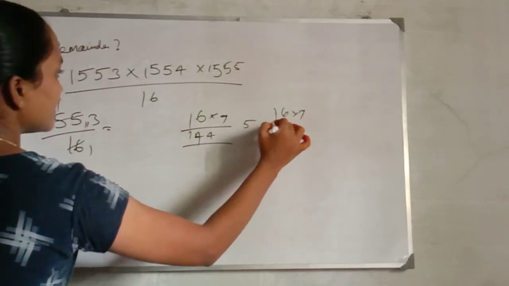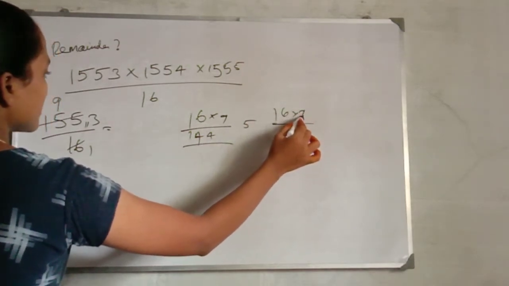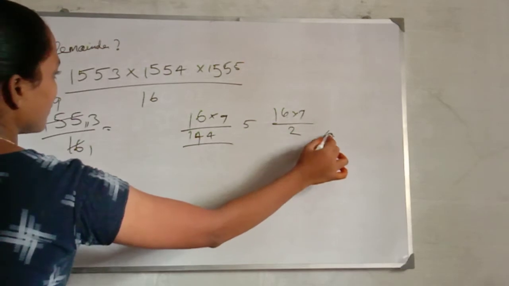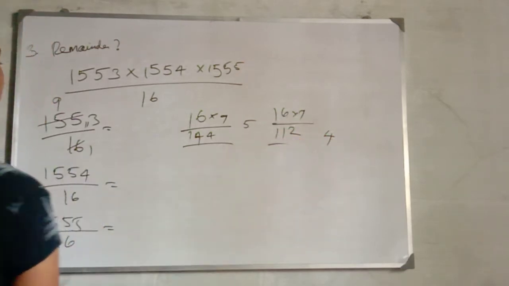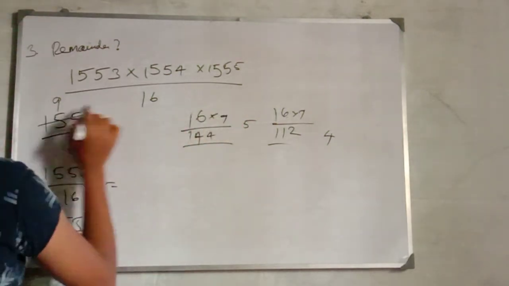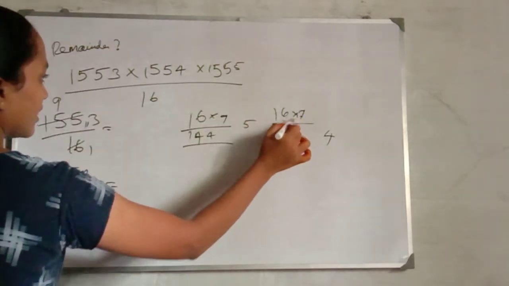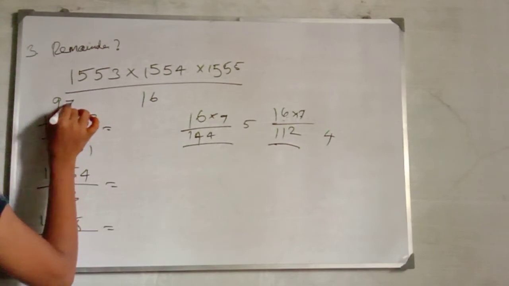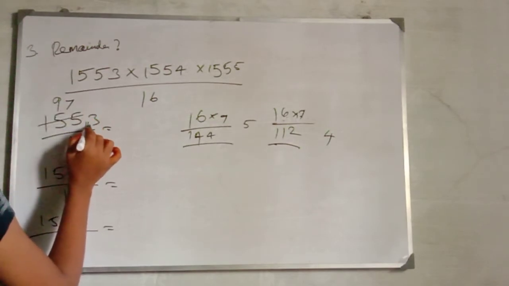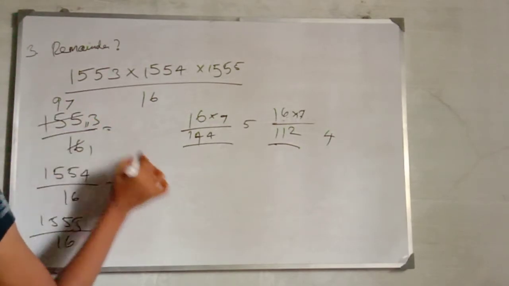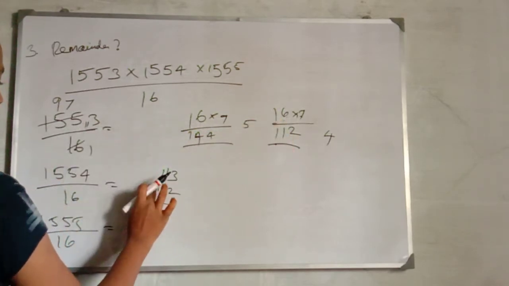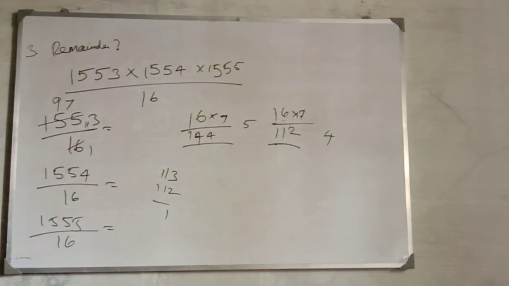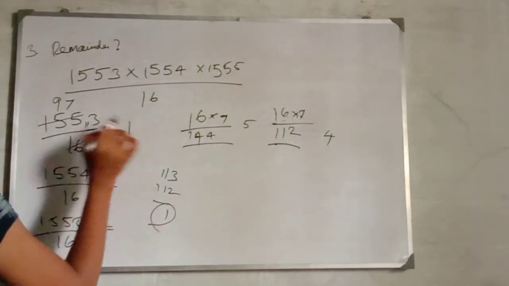Now 16 into 7s are, 6 7s are 42. Remaining 4. 1 7 is 7. Plus 4, 11, 2. So 7 16s are 112. Here 113. 7 16s are 112. Remainder 1. So now we write 1.